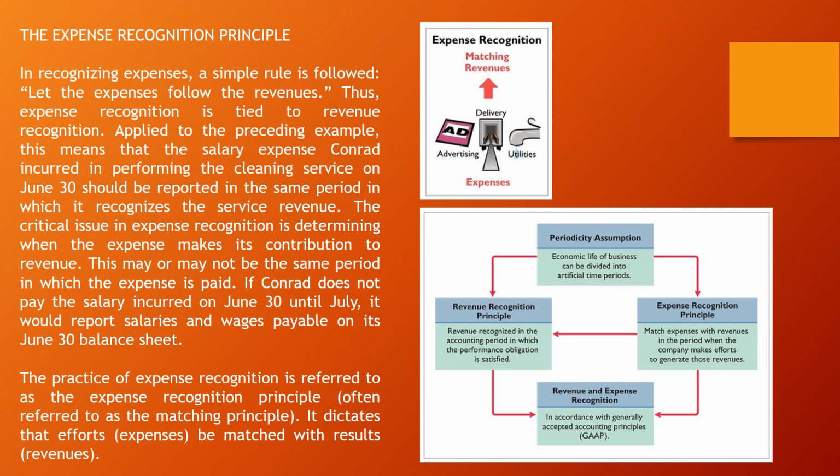So if we look at the map, we look at the periodicity assumption, right? The economic life of the business, and we follow the expense recognition principle. We match the expense with the revenue in the period when the company makes the effort to generate those revenues. That's the expense and revenues.